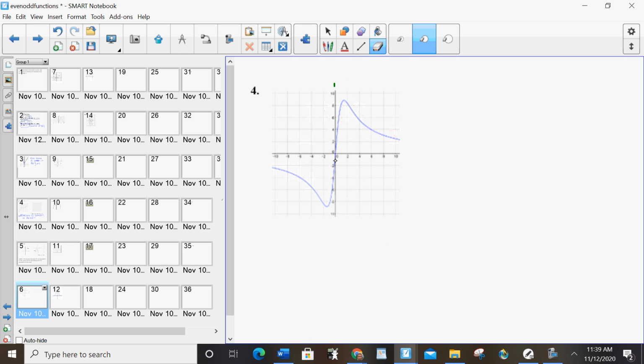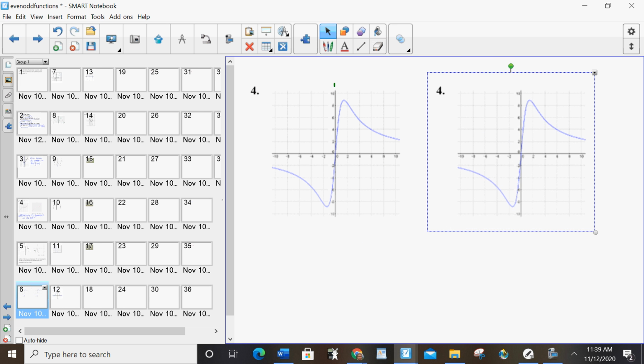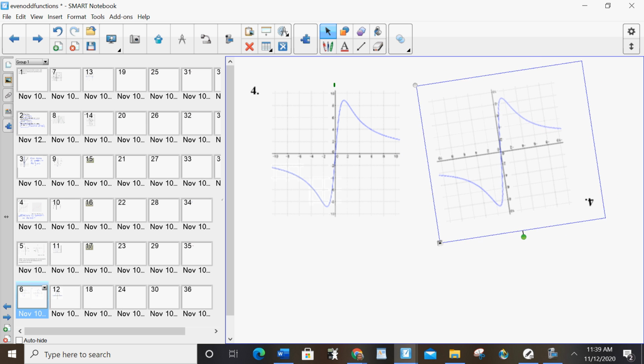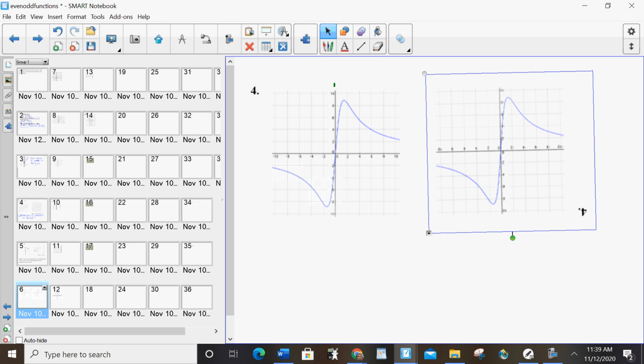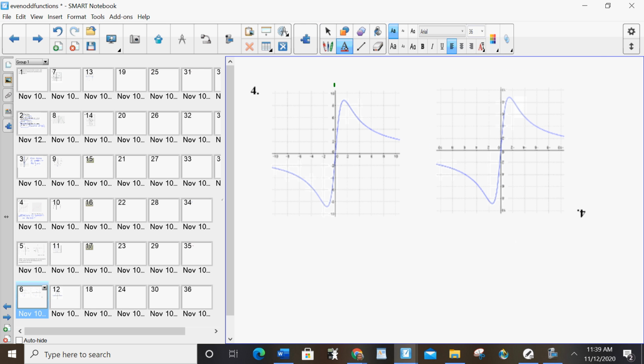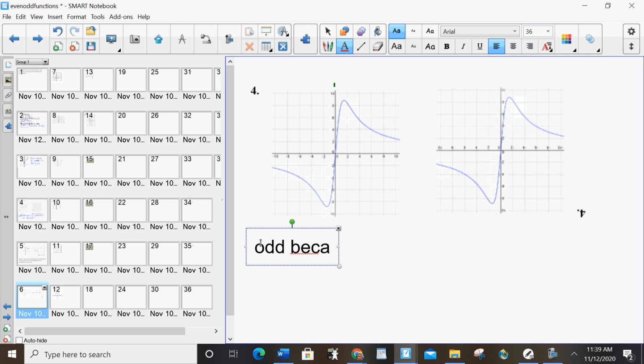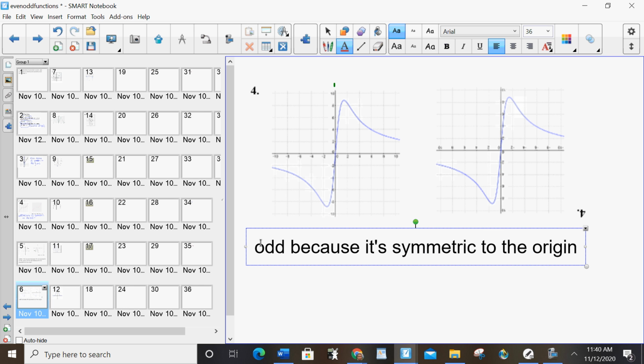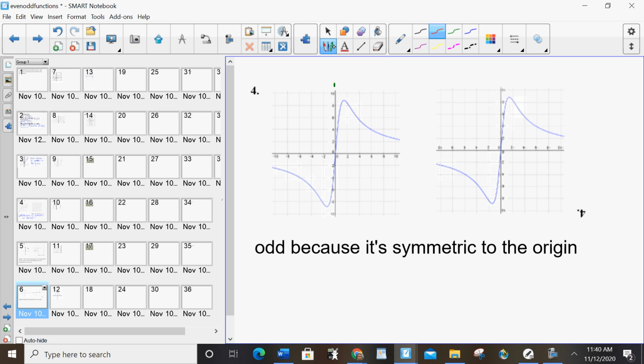Is it symmetric to the origin? The easiest way to determine that is to turn it upside down. Do I see the exact same thing if I turn it upside down? Yes. So, odd because it's symmetric to the origin. And also another way of doing it, again, a reflection in the origin means if I take this point and I count 2, 1, 2, 3, 2, 1, 2, 3, if I count through the origin, it will land on itself.